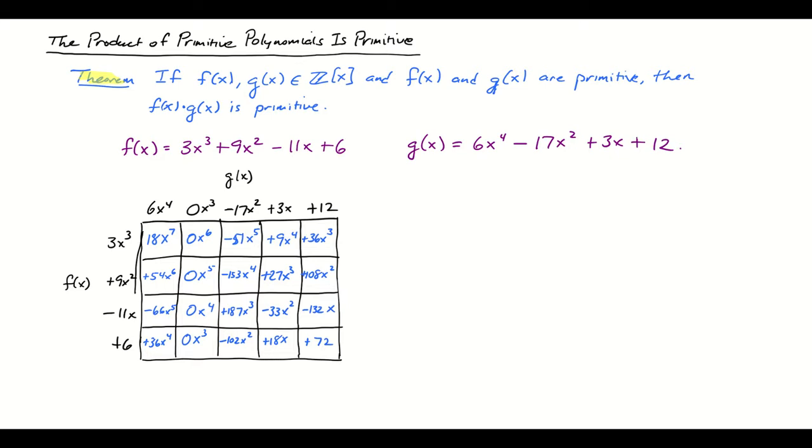So I know, for example, that this coefficient, this coefficient, this coefficient, and this one, all are going to be divisible by 3. Same here with 0. Every coefficient in this column ends up being 0. That's even better than being divisible by 3. And then in the third column, I've got a negative 17 there. That's not divisible by 3, so I can't make the same inference. But this plus 3x, that's divisible by 3.